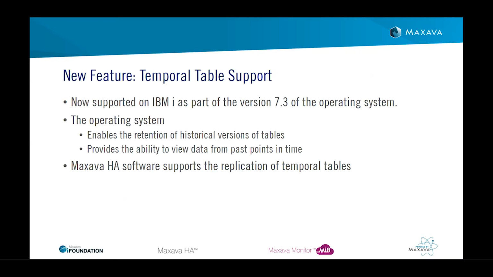Maxava, always setting the standard for new functionality on the IBM i, now has support for temporal tables. Temporal tables were introduced on the IBM i as part of the 7.3 operating system release. They allow you to keep historical versions of the table's data. With this historical data, a customer gains the ability to review data from past points in time. Support for replication to a history table has now been added to the Maxava application.